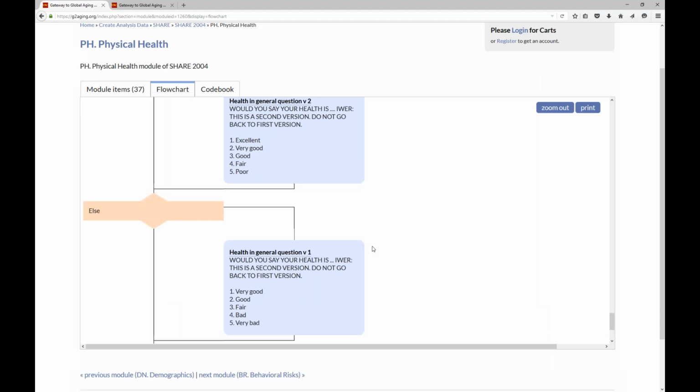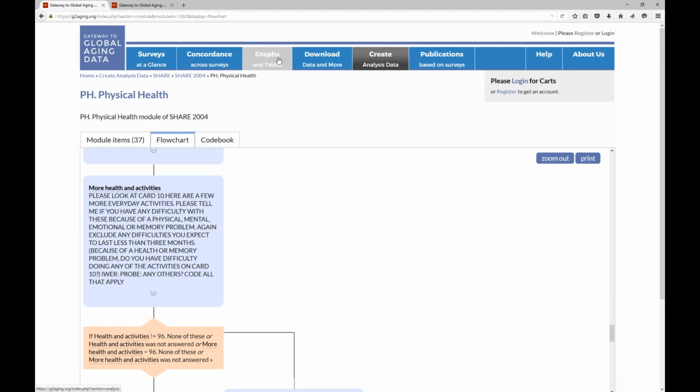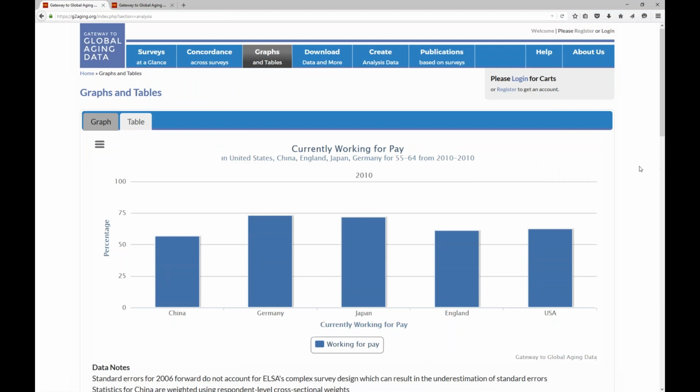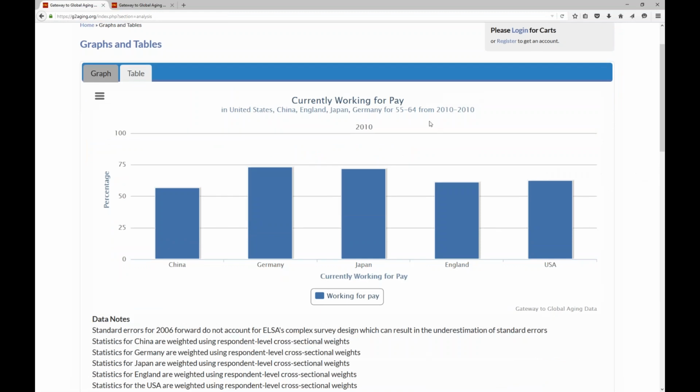So let's go to our graphs tab, which is our third tab over, our third tool that we have here. So you can see as soon as we look at this, we get this graph that pops up, which preloads here. And this is whether you are currently working for pay. And here we're comparing China, Germany, Japan, England, and the US. And we've subset this by only people who are aged 55 to 64. And because we're mostly dealing here with nationally representative samples, and we've applied the survey weight, these are actually population estimates, not just estimates from our sample.